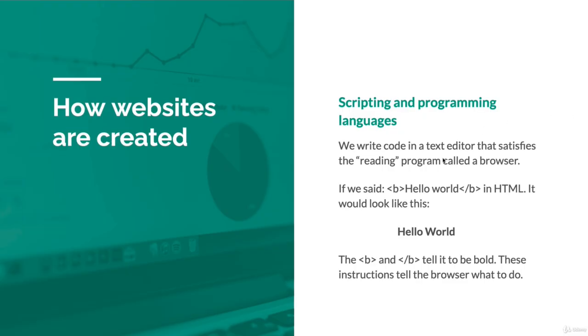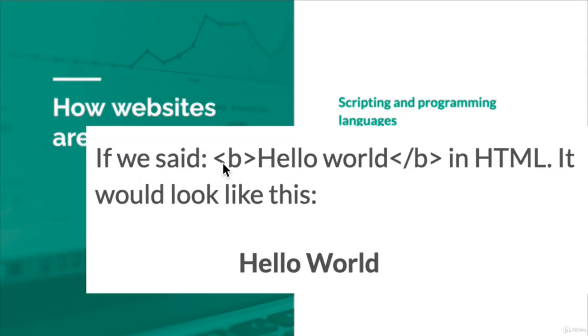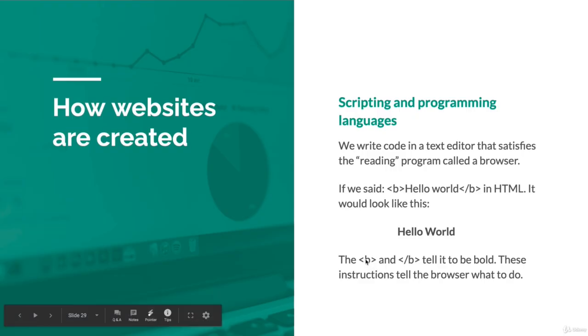So if we said, right in here, less than b greater than hello world less than / b greater than, in HTML, it would look like this. It would be bold. This b and this b tell it to be bold. These are instructions for what your browser needs to do.